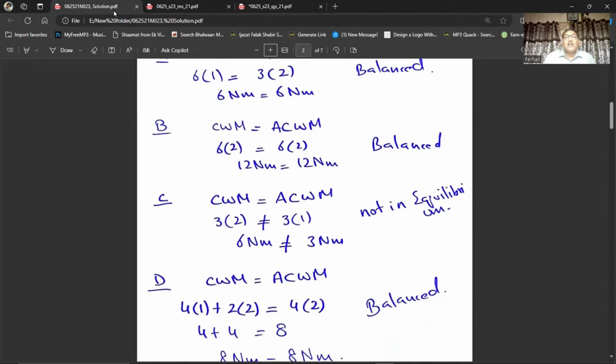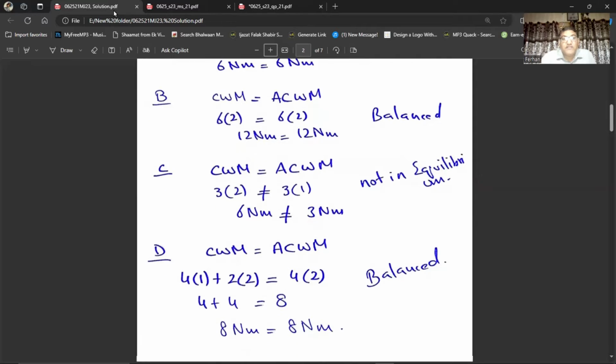For the part C, let's see, 3 multiply 2 and 3 multiply 1. The clockwise moment is 6 Newton meter, and the anti-clockwise moment is 3 Newton meter. So they are not equal to each other. That means this body is not in equilibrium. So the body C is basically not in equilibrium.